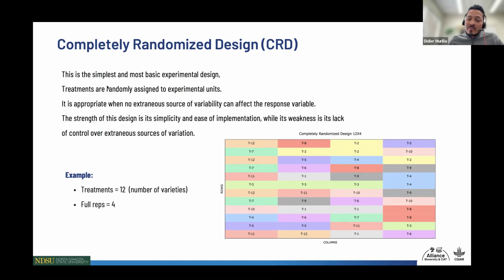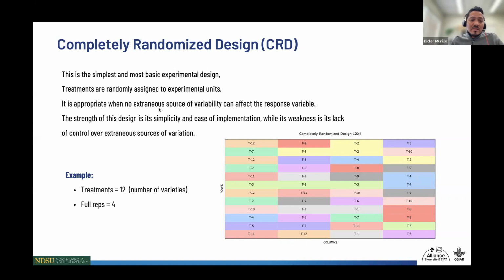Choosing an appropriate design requires careful consideration of the sources of variation that need to be controlled and the specific research question at hand. For this, let's start with the basic experimental design, the completely randomized design, CRD. This is the simplest and most basic experimental design, where all the treatments are randomly assigned to experimental units. It is appropriate when no extraneous source of variation can affect the response variable. The strength of this design is that it is simple and easy to implement, while the weakness is the lack of control over extraneous sources of variation.